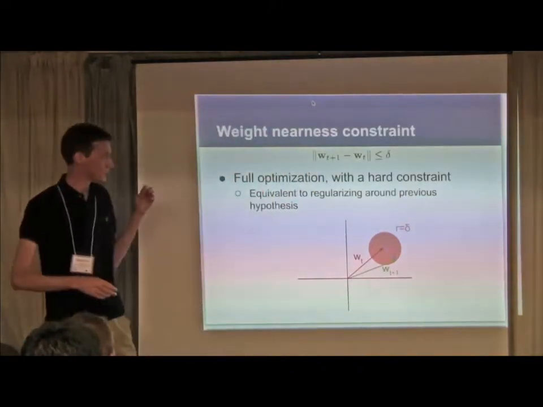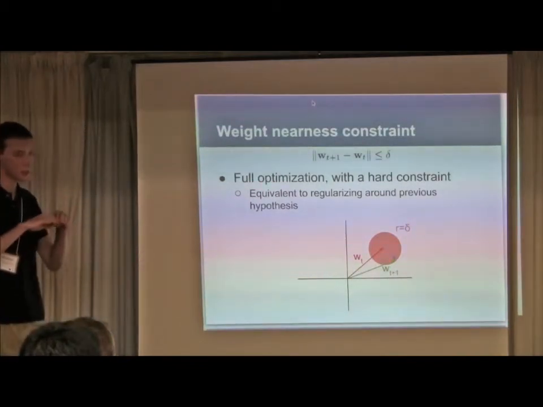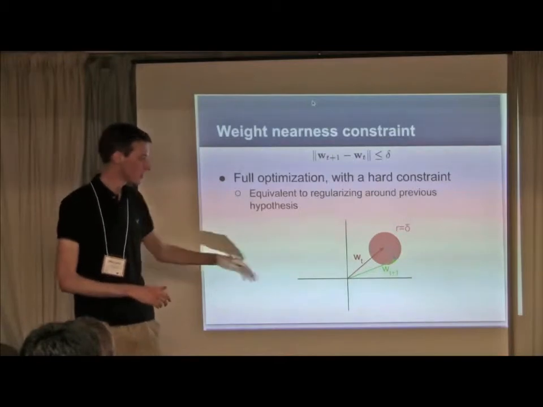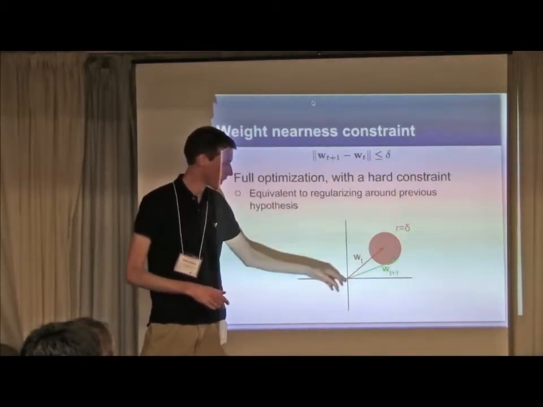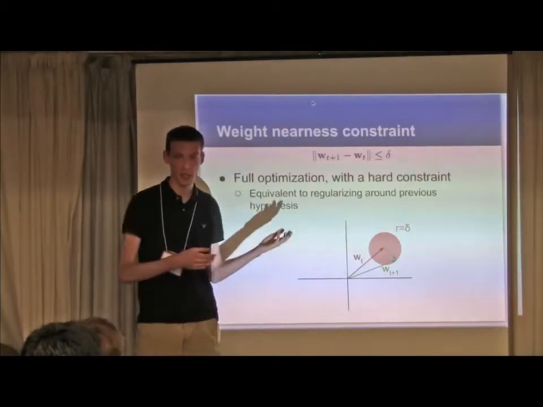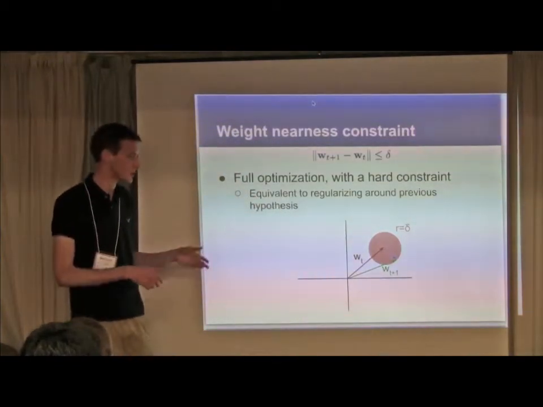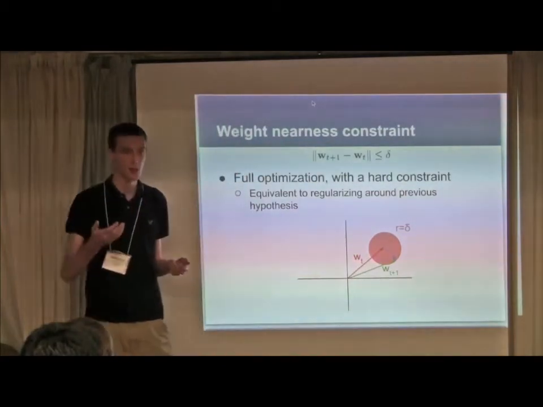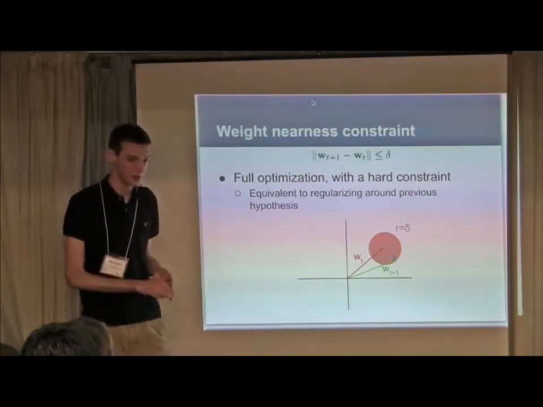We also tried a weight nearness constraint. Here we're doing a full optimization, but with a hard constraint. We can start out with a prior hypothesis, W_t. We train a small update with length, say at most delta, and then we can add that to a previous hypothesis and get this constrained update.